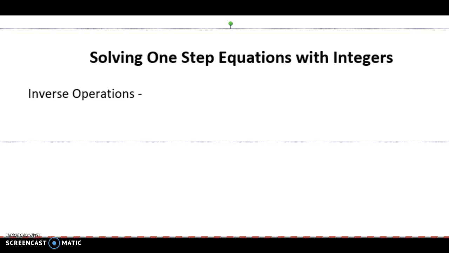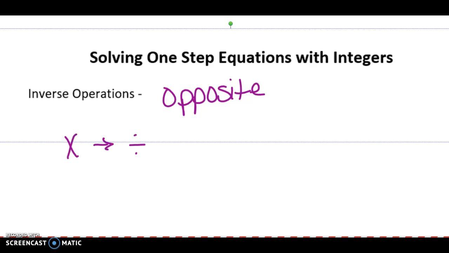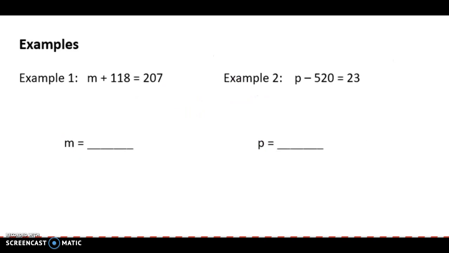First thing we need to know is what an inverse operation means. That just means the opposite. So for instance, if I am multiplying, the opposite would be divide. And if I'm adding, the opposite would be subtraction. And that goes both ways. So we have to use an inverse operation to solve these equations.